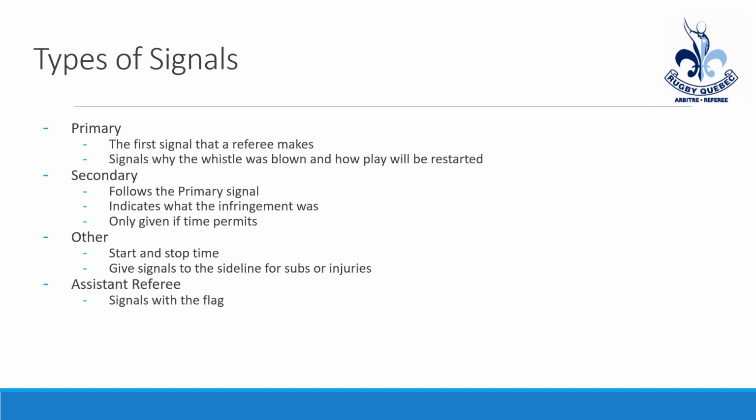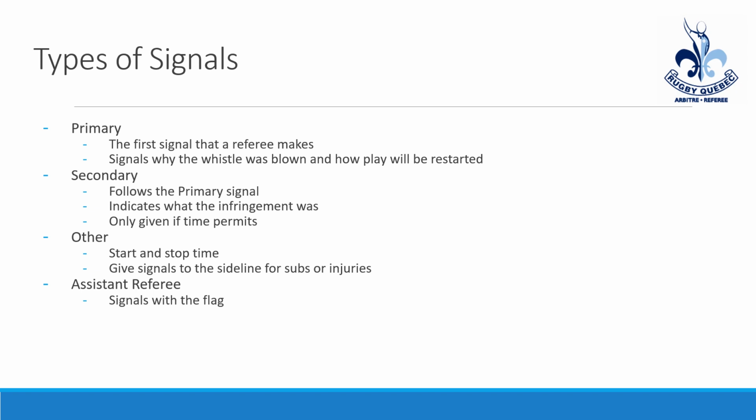After a primary signal, you will usually get a secondary signal, so it will always be after a primary signal. It tells you what the infringement was for, and it's only given if there's enough time to do it. So in 15s, most of the time you'll get a secondary signal. Sometimes in 7s, you just don't have enough time and you won't see it. So that's more common in 7s, but in 15s we try.